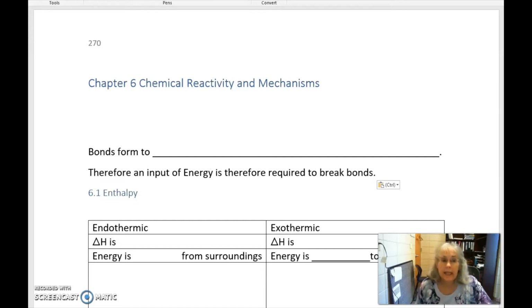Okay, so in this section we'll be talking about chemical reactivity and mechanisms, but a lot of it's going to be on whether reactions are going to be spontaneous or non-spontaneous, and if they're spontaneous, how quickly they'll proceed. So we'll do some kinetics as well. So first let's look at bonds and remember what our bonds are.